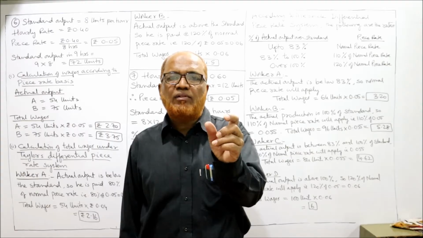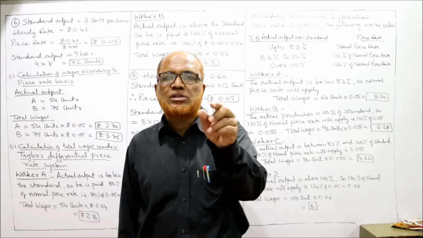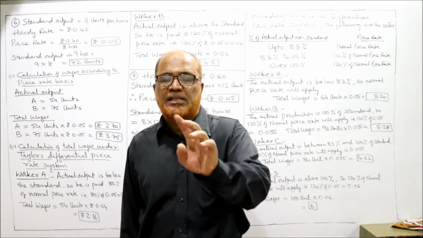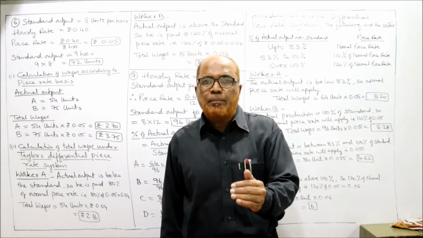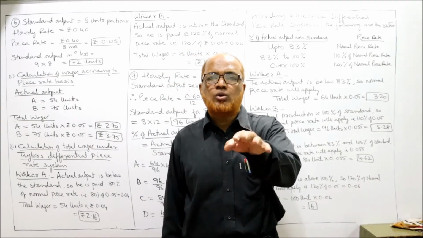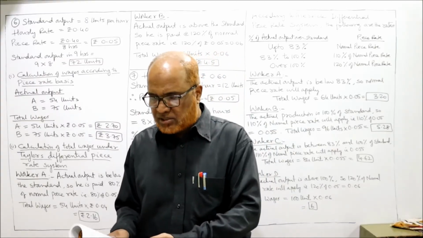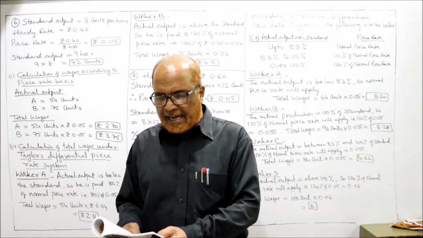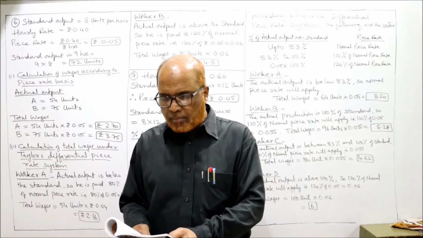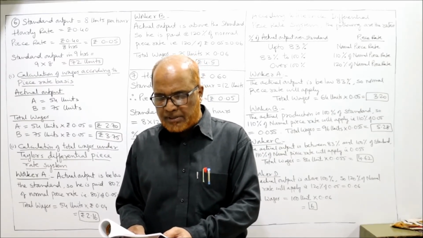A higher piece rate will be applied to those workers who produced up to standard or more than standard, and a lower piece rate will be applied to those workers who produce less than standard. That is Taylor's differential piece rate system. Standard production is 8 units per hour and the normal time rate is 40 paisa per hour.